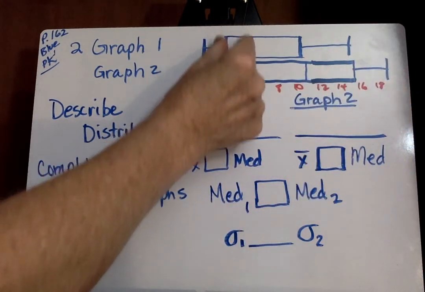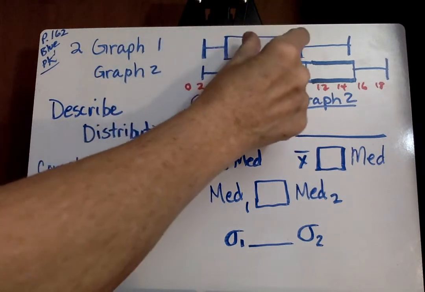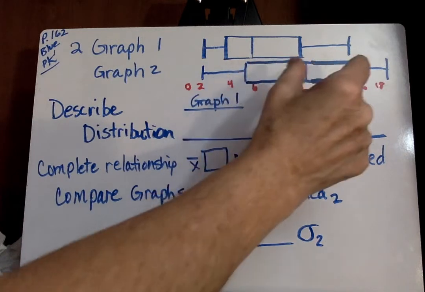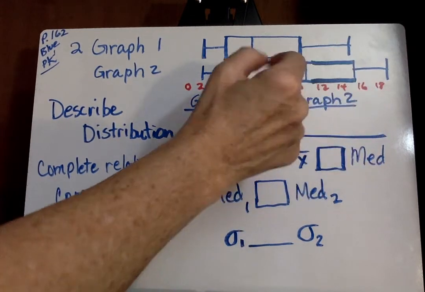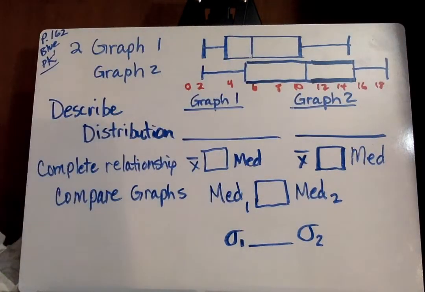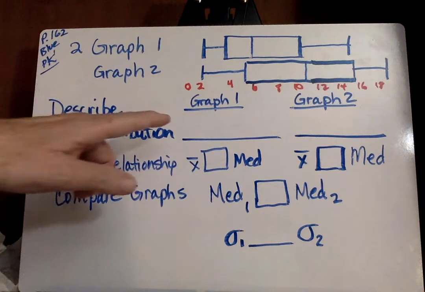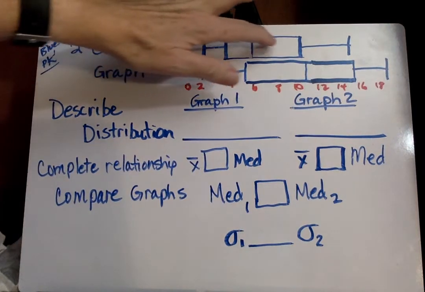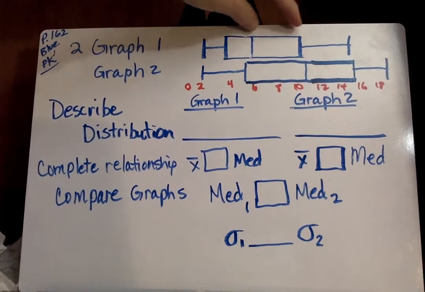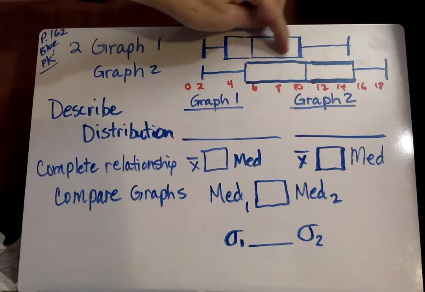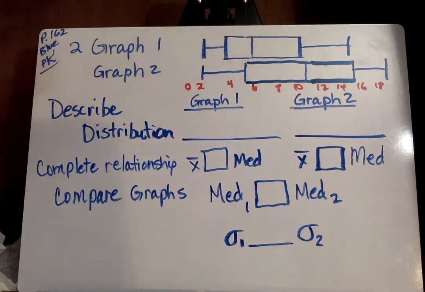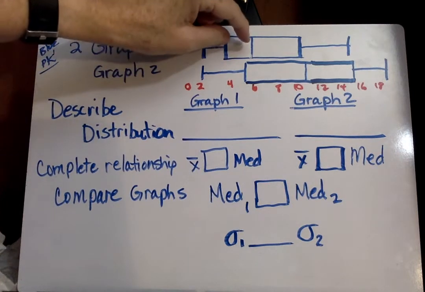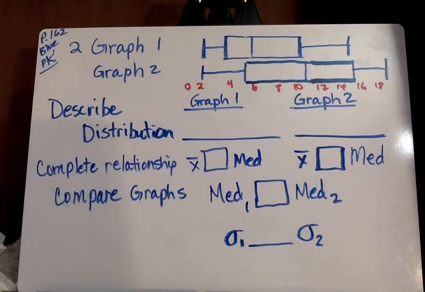Now, know that 25% of graph 1 is here, 25% of graph 1 is there. 25% of graph 2 is here, 25% of graph 2 is there. So again, 50% of the data is the box. So we want to describe the distribution. Now, we want to look at the box. If we have 25% here and 25% here, these numbers are more spread out. Okay, so these are more compact, so there's a lot more numbers in this area, less in that area.